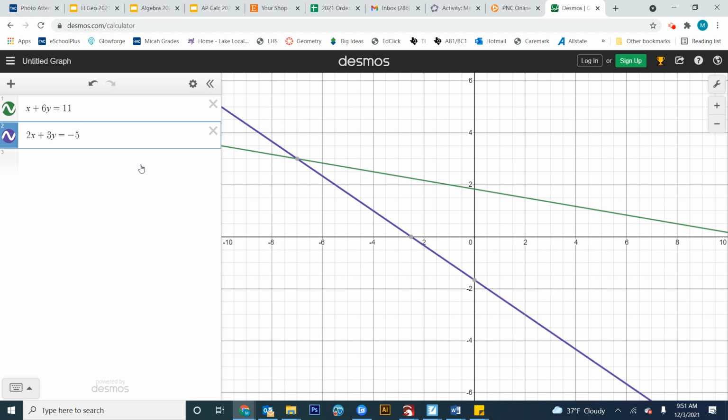What's the x value at that point where they cross? -7, 3. -7, 3 is the right answer.